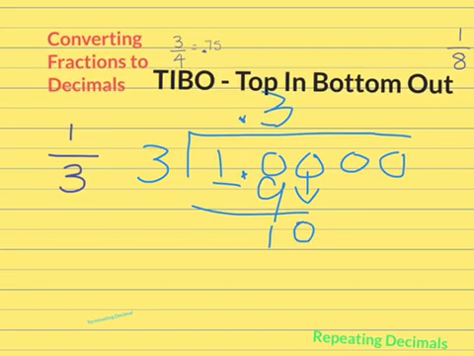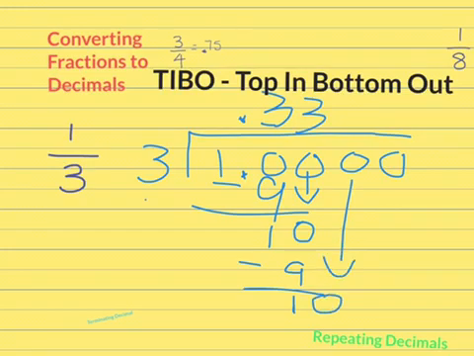And now how many times does 3 go into 10? Well, 3 goes into 10 again 3 times. 3 times 3. And we put the 3 right above the 0 from the 10. So 3 times 3 is 9. Now we're going to subtract. 10 minus 9 is 1. Now we're going to bring down another 0.